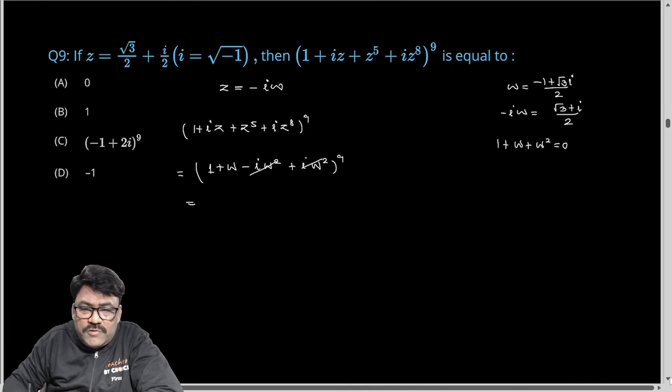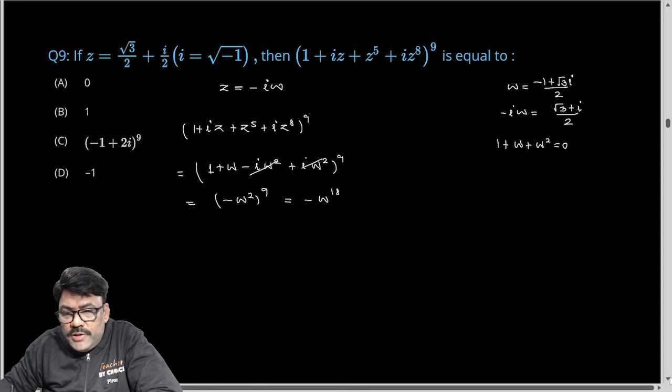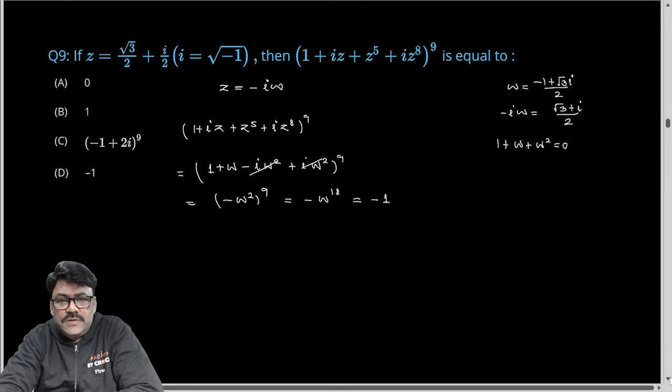So hence this 1 plus omega can be written as minus omega square raised to 9. So now this is minus omega raised to 18. And omega raised to multiple of 18 is always 1. So this one will be minus 1. Means D is the correct option here.